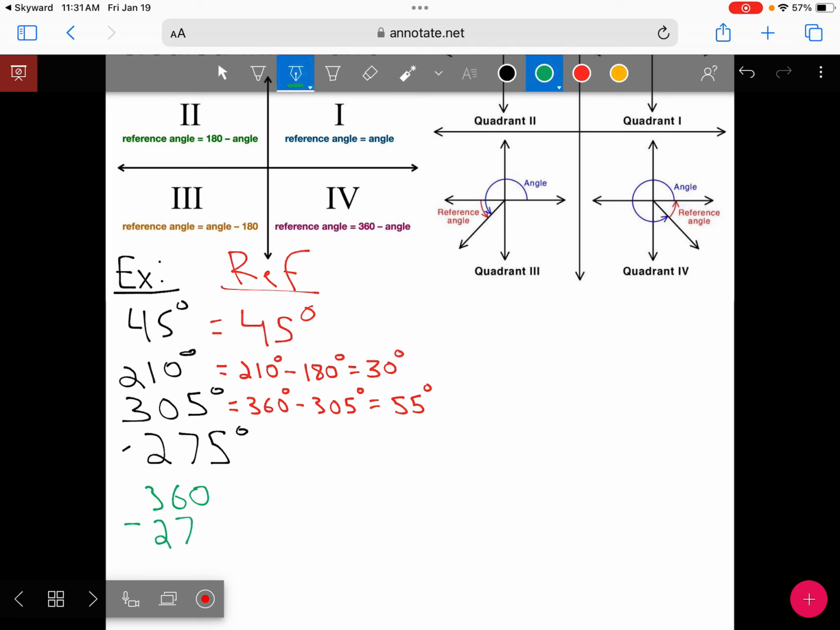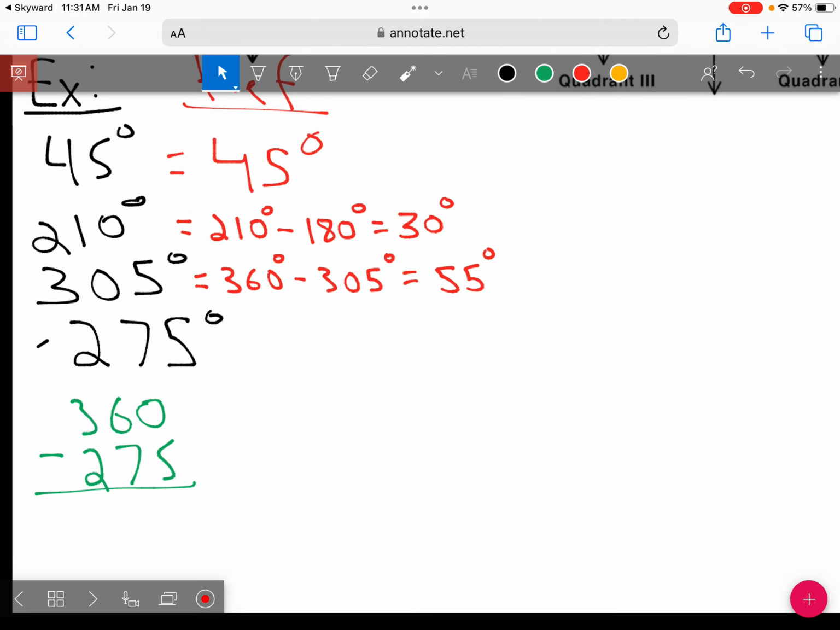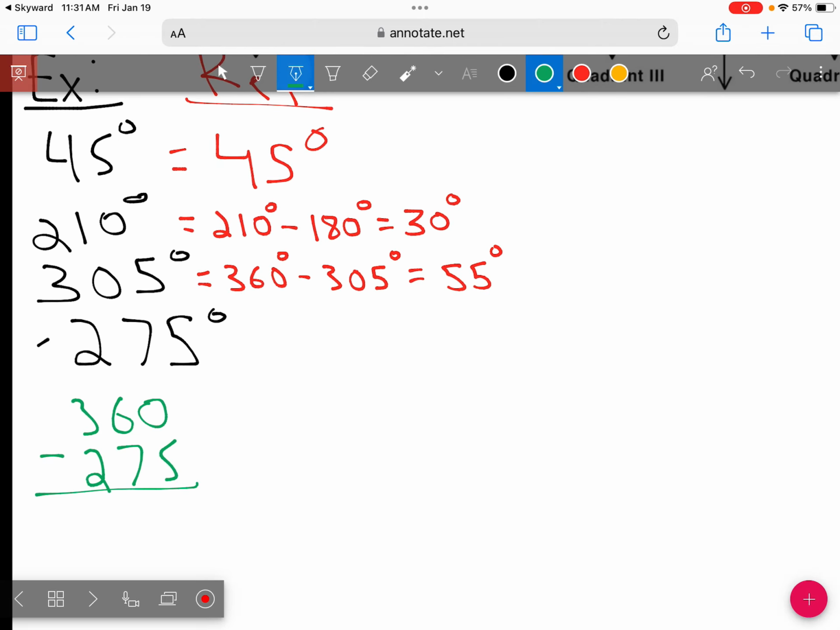Minus 275. Carry the 1. Got to carry that 1. You guys agree with 85? 85 degrees. So great. Now that we have our angle, we're good. We're in bounds.